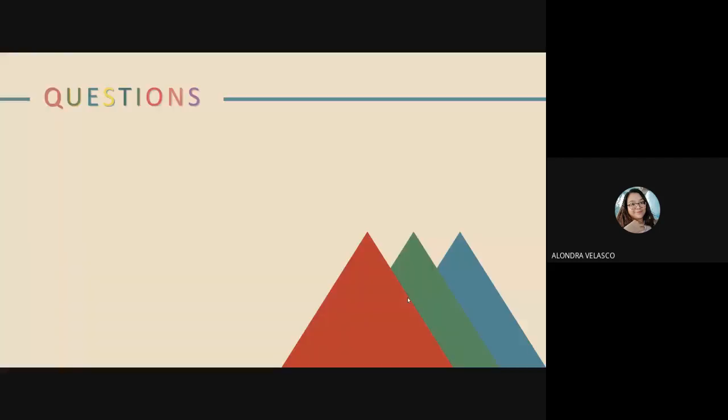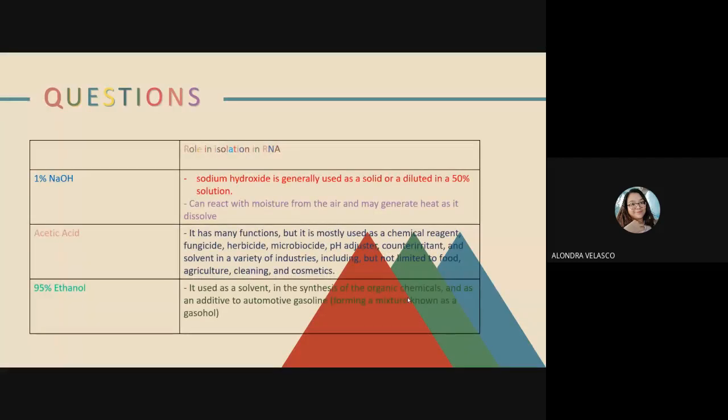Next. So, role in isolation in RNA. The 1% NaOH, or simply sodium hydroxide, is generally used as a solid or diluted 50% in a solution. It can react with moisture from the air and may generate heat as it dissolves.